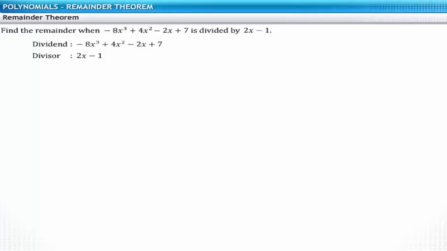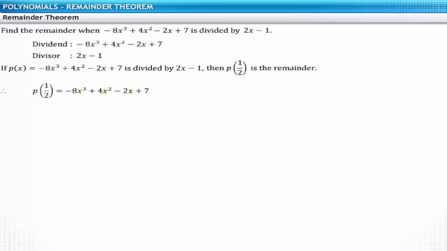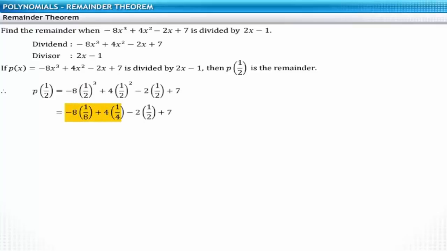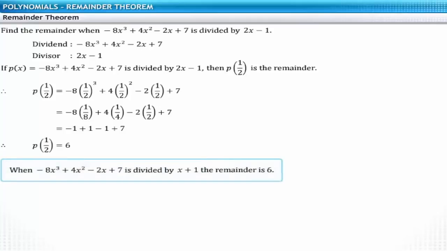According to the guidelines provided, if P of x is a polynomial in x and P of x is divided by ax minus b, then the remainder is P of b divided by a. Therefore, in this problem, the remainder is P of 1 divided by 2. If you replace x with 1 divided by 2 in the polynomial P of x, you get the remainder is equal to 6.